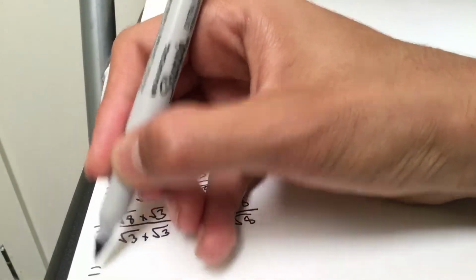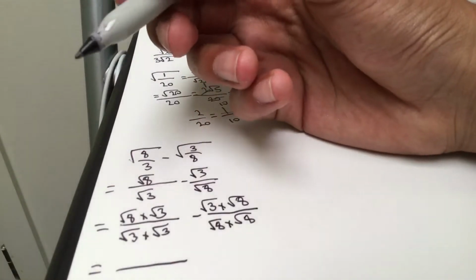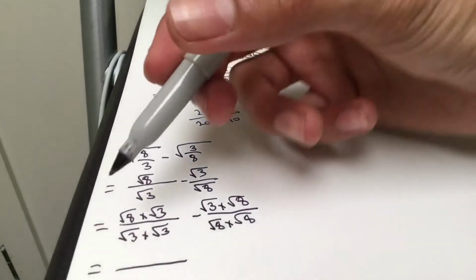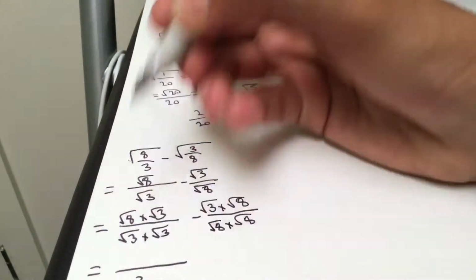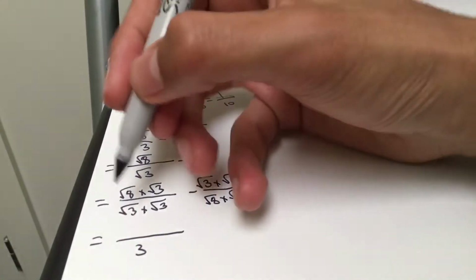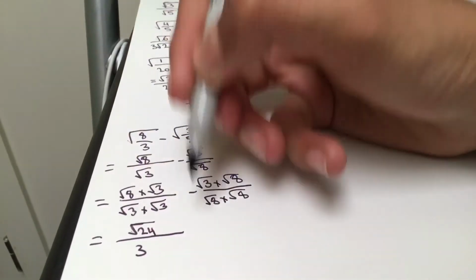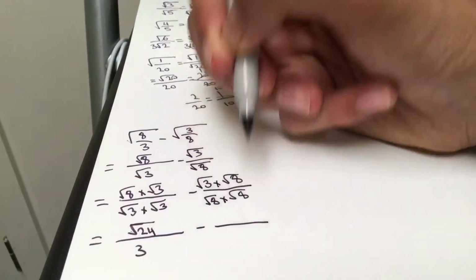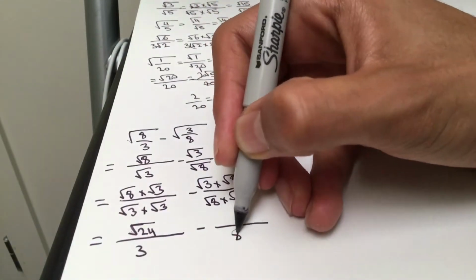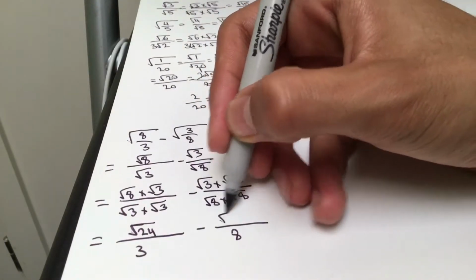Okay, so now we're just going to simplify. Square root 3 times square root 3 is square root 9, which can be simplified to 3. Square root 8 times square root 3 is square root 24. And then minus square root 8 times square root 8, which is square root 64, which can be simplified to 8. And square root 3 times square root 8 is square root 24.